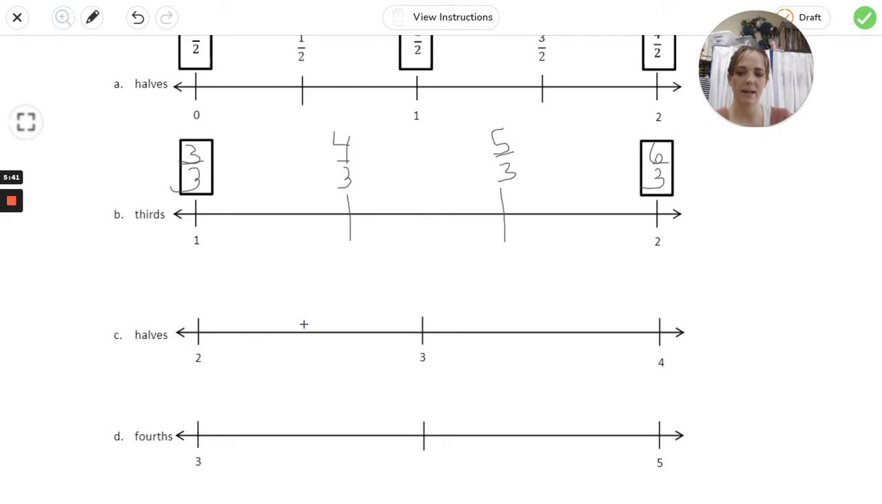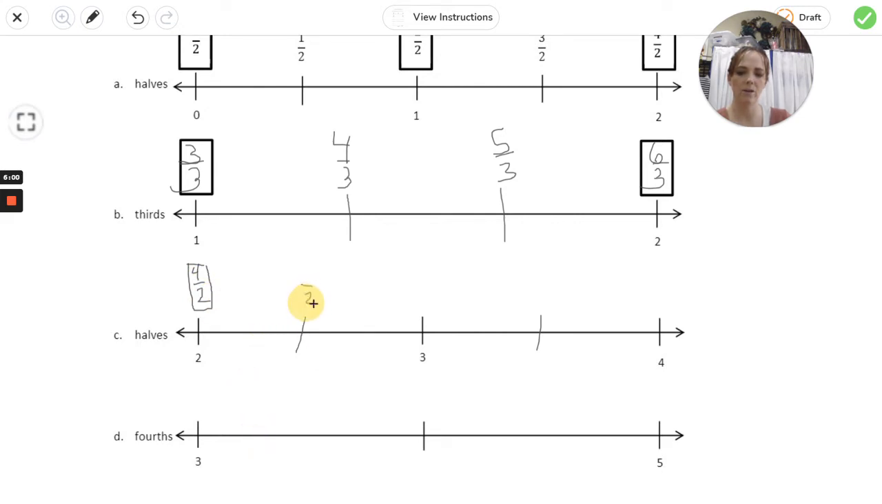Letter C is in halves again, so a line in the middle and a line in the middle, but now it's starting at 2. So let's put our box here. How many halves do we have at 2? We had 4 halves, so let's just use that information, 4 halves.